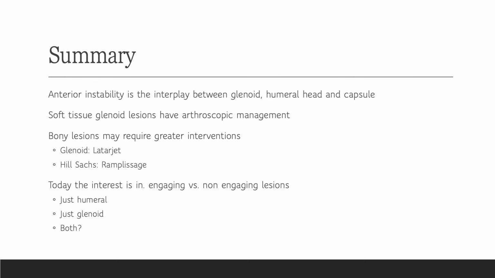If it is on the glenoid side, then you're looking at doing something like a Latarjet or a congruent arc surgery. And if it is on the humeral side, you're looking at doing something like a remplissage, which is stuffing the infraspinatus into that gap. So today the interest lies within engaging and non-engaging lesions, identifying the aspects of bone loss, which side they are on, and then deciding what the appropriate procedure to help this patient would be.